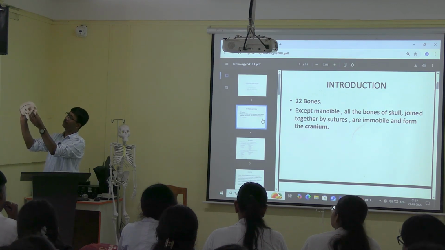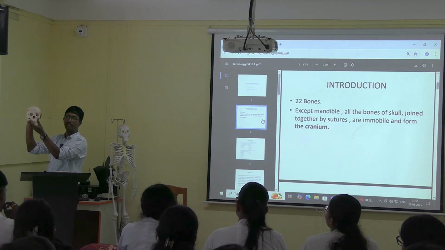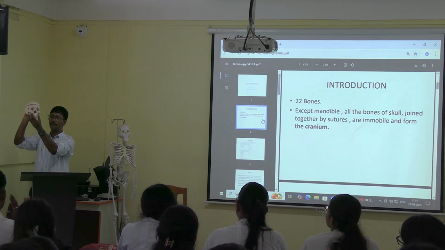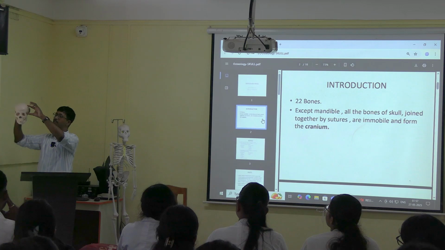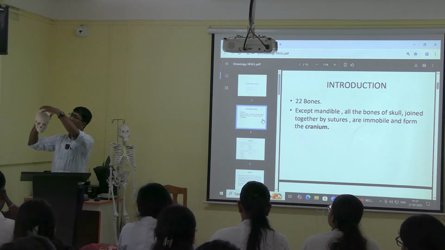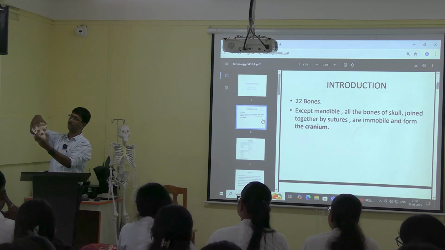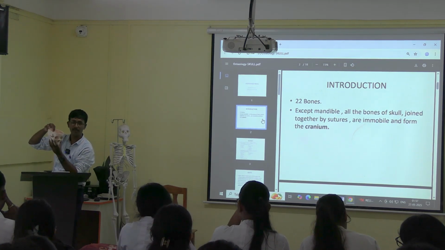And this anterior part, just behind this orbit from here, is your facial skeleton. So this is the facial skeleton, and this one together is the cranial skeleton. This cranial skeleton is again divided into cranial vault and base of the skull.